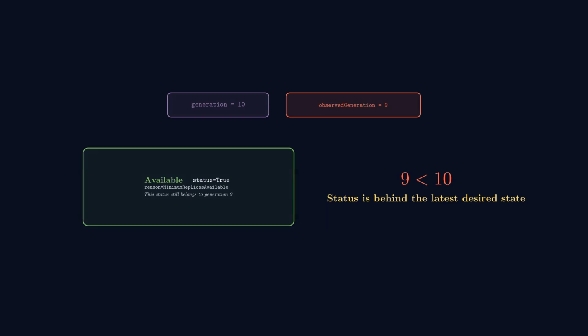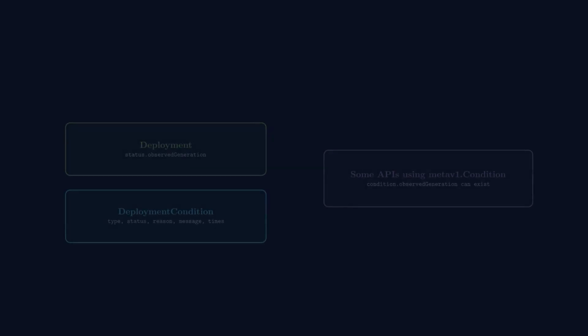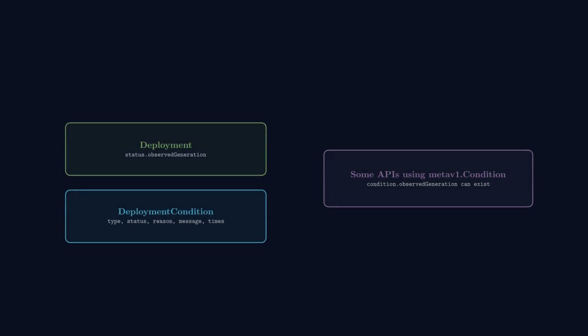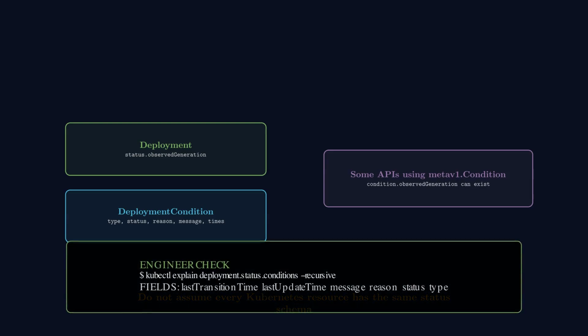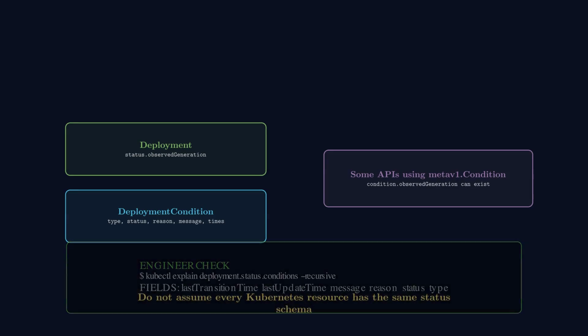state. There is one API detail worth knowing. A deployment condition does not carry its own observed generation field. For a deployment, we judge freshness from the top-level status.observedGeneration. Some other Kubernetes APIs use the standard metav1 condition shape, which can include observed generation on each condition. So the exact status fields depend on the resource we are reading. When you are unsure which fields a deployment condition actually exposes, ask the API schema instead of guessing.